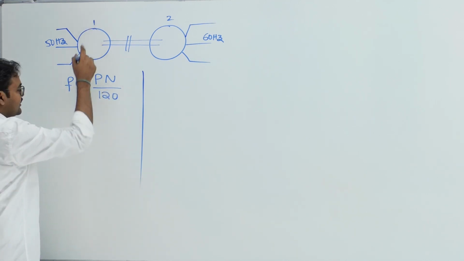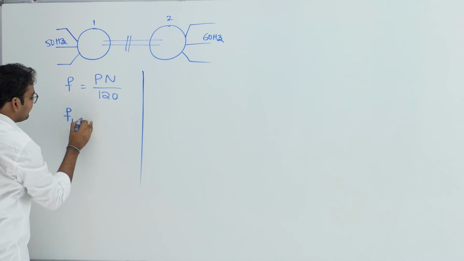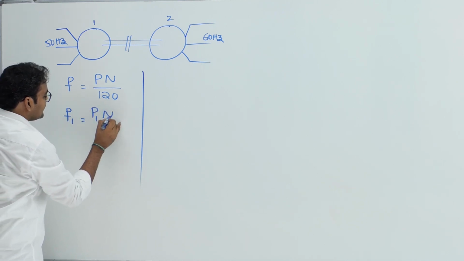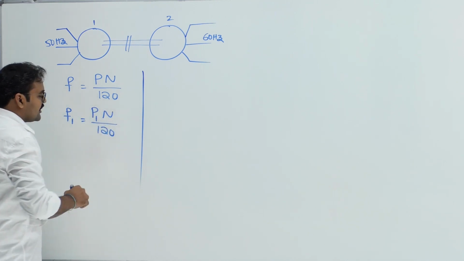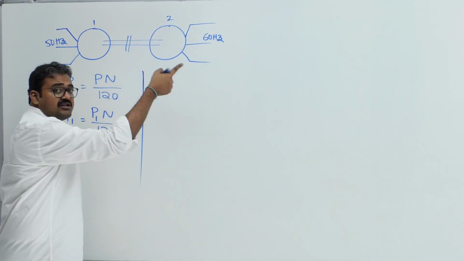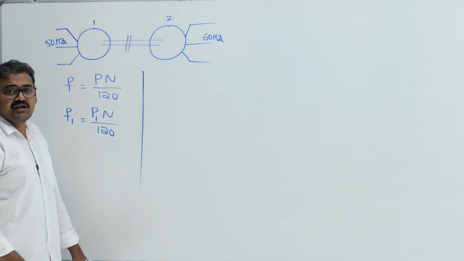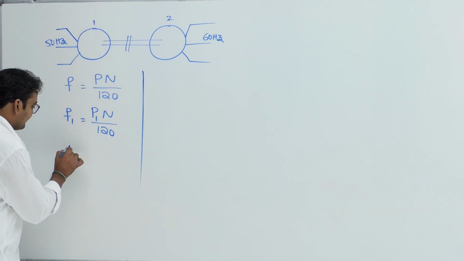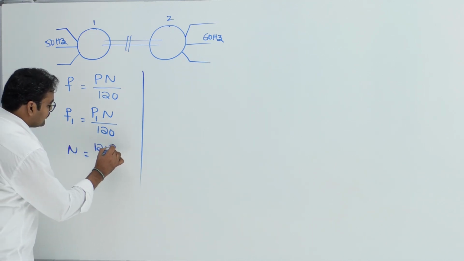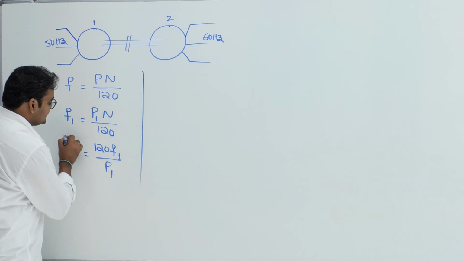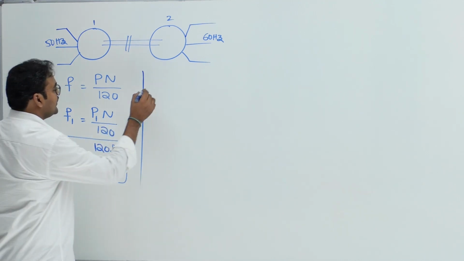As it is the first alternator, I can write it as F1 is equal to P1 into N by 120. I no need to write N1, N2. Why? Because both machines are rotating at the same speed. So therefore, separate N value: N = 120 into F1 by P1. This is the speed of the first machine.